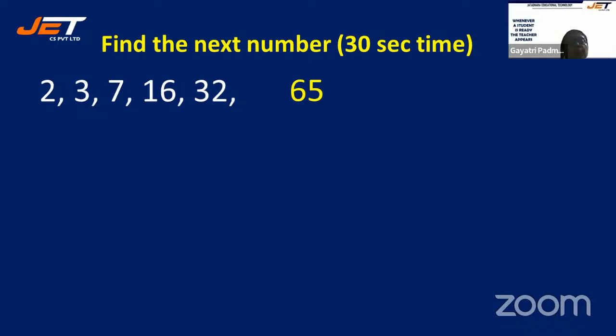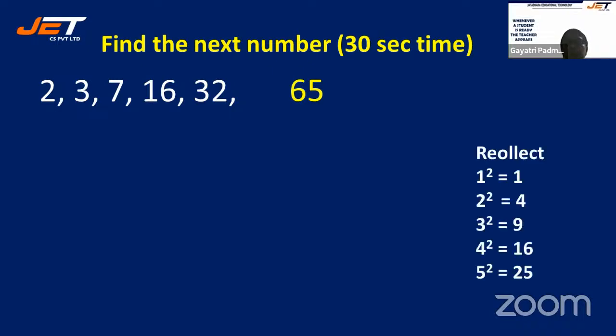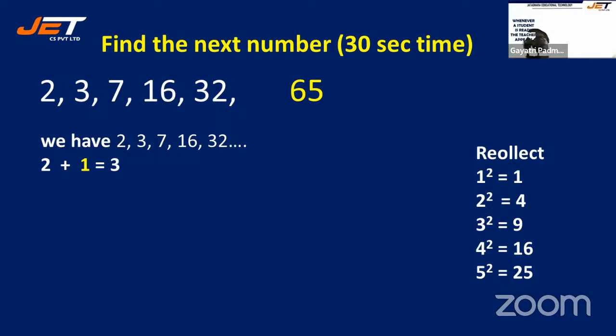All right. Now see the next one. We have 2, 3, 7, 16, 32. Right? So now let's recollect. 1 square is 1, 2 square is 4, 3 square is 9, 4 square is 16, 5 square is 25. So we have 2, 3, 7, 16, 32. If you add 1 to 2, you will get 3.